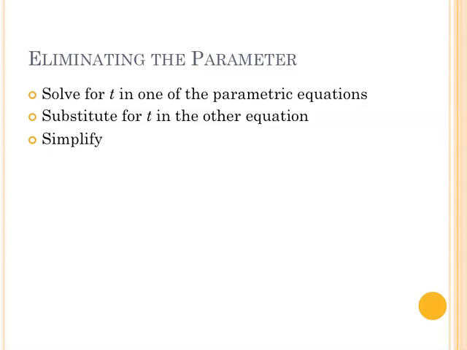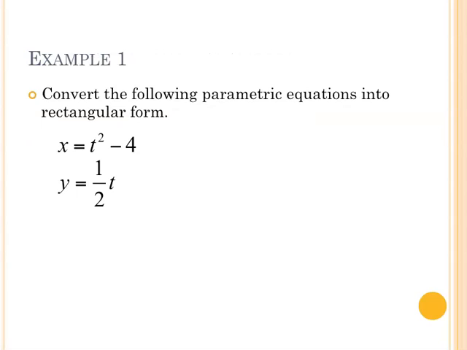Okay, so we're going to do an example, and we're going to go through these 3 steps. We're going to look and see in which case will it be easier to solve for t, and make that decision, but just know that you can go about doing these problems in a different way, solving for t in the other equation and then substituting into the other one. So example 1, convert the following parametric equations into rectangular form. We have x equals t squared minus 4 and y equals 1/2 t, right? So this is clearly in parametric form. We have x equals something in terms of t, y equals something in terms of t.